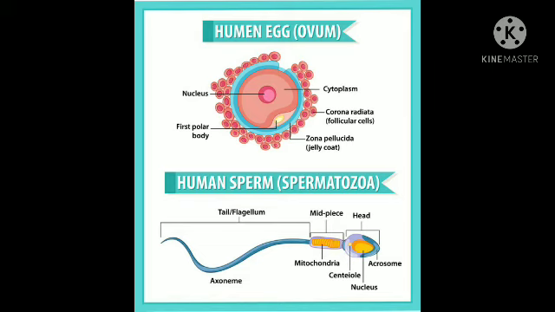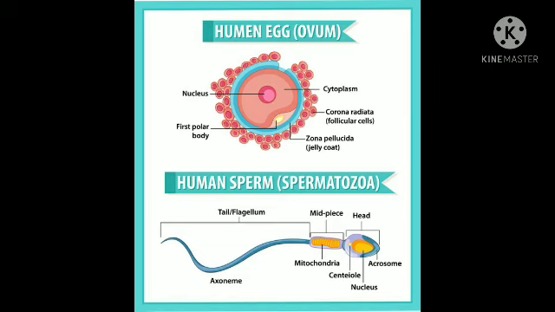Okay, so these are the necessary points about the ova. You must know about the animal pole, the vegetal pole, the exoplasm, the endoplasm, the nucleus, the vitelline membrane, zona pellucida, corona radiata, and the plasma membrane, so that you can define each and every part's function of the ova.